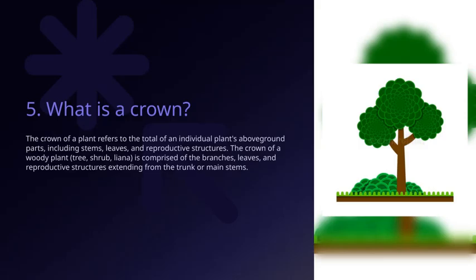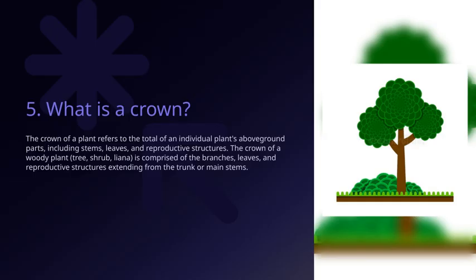So let's talk about what a crown is in a plant. The crown refers to all the above-ground parts of an individual plant. This includes the stems, the leaves, and the reproductive structures like flowers and seed-producing organs. Essentially, it's the visible, above-ground portion that you see when you look at a plant.